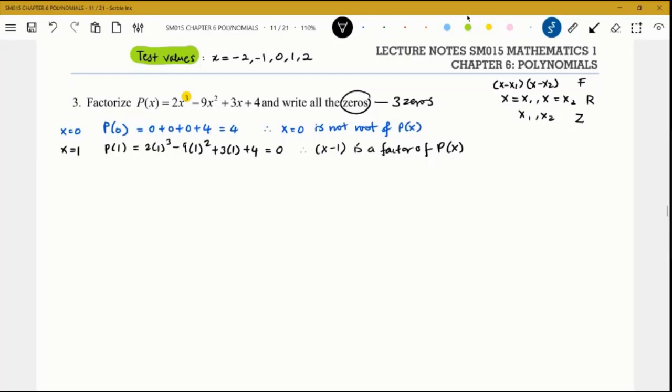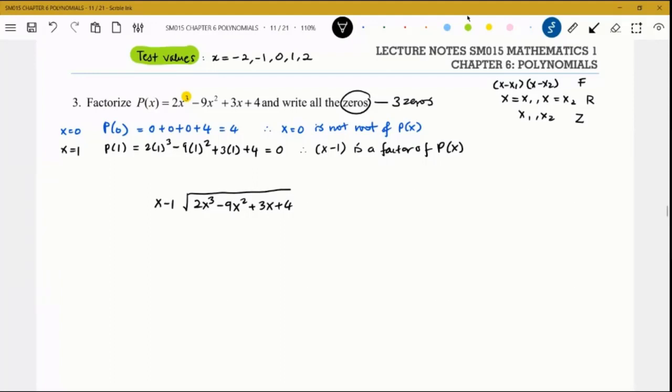So we will divide your P(x) with x minus 1. So we have 2x cubed minus 9x squared plus 3x plus 4. This one should be inside the division. Outside is our divisor, x minus 1, this one.